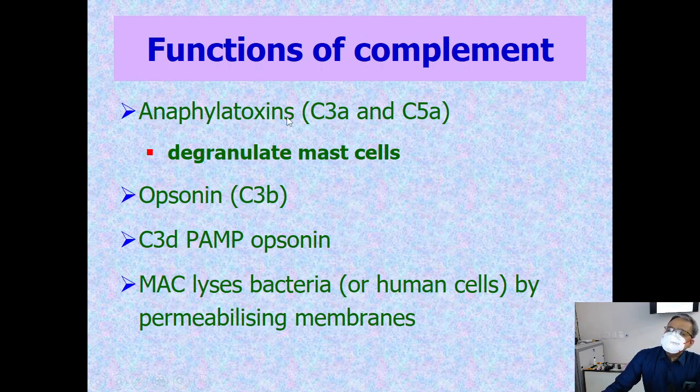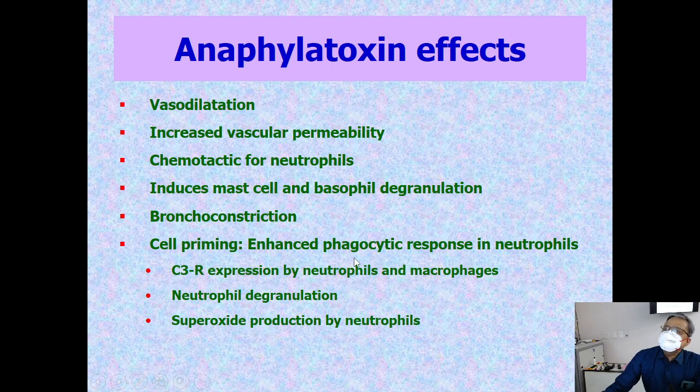So anaphylatoxins, all the functions of inflammation, opsonin. There is another particle called C3d which recognizes pathogen associated molecular patterns and acts as an opsonin. What are the effects of anaphylatoxins? Everything. That means vasodilatation, increased vascular permeability, chemotaxis for neutrophils, more mast cell and basophil degranulation, bronchoconstriction, that is asthma, and then cell priming. That means enhancing the functions of neutrophils, increasing the C3 receptor expression by the neutrophils and macrophages, neutrophils getting degranulated, and superoxide production by neutrophils. All of this is explained by the inflammatory effects of the anaphylatoxins C3a and C5a.